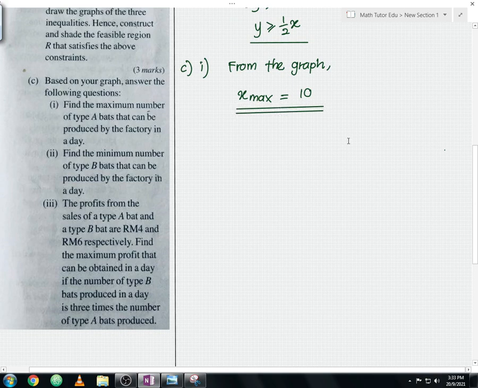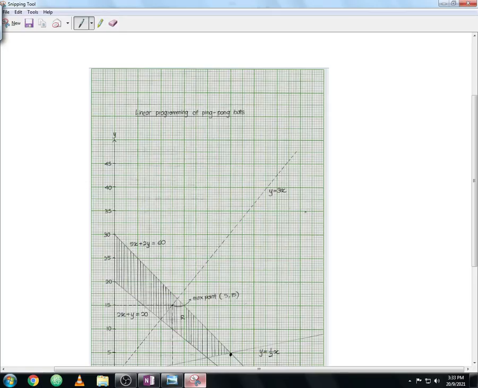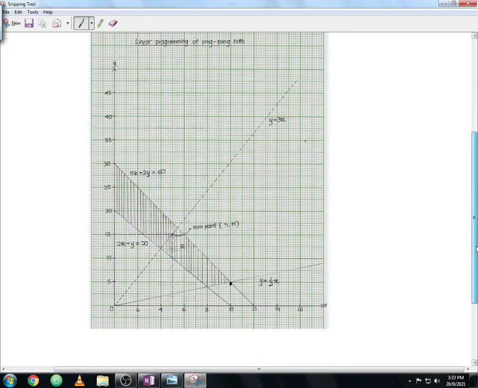Let us proceed to question C part 2. We need to find the minimum number of type B batch. Type B batch means we need to find the minimum value of y that can be produced by the factory in a day. Let me open the graph paper again. In this case, type B batch means y, so we need to find the possible minimum value of y. You need to look at the vertical height here. This is the minimum value of y.